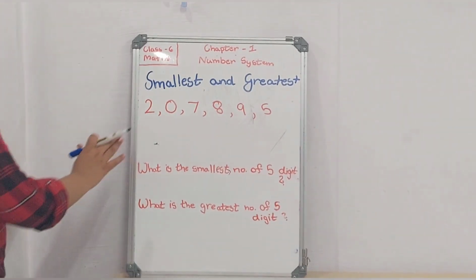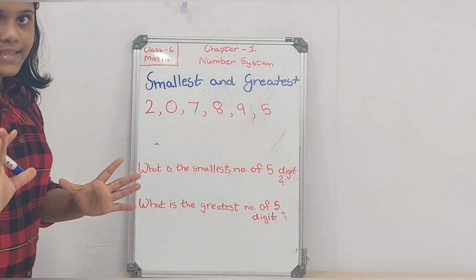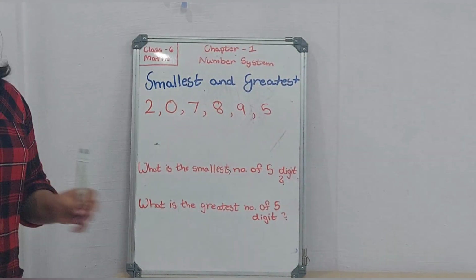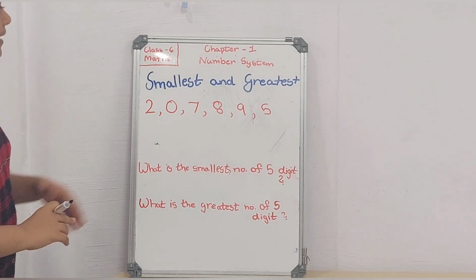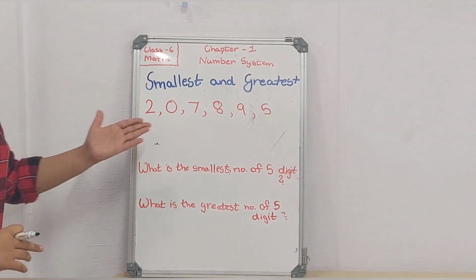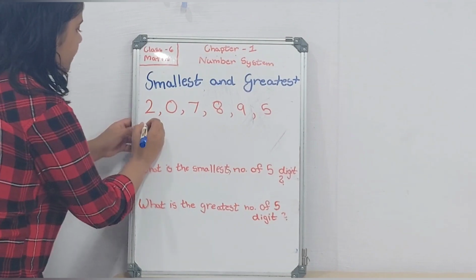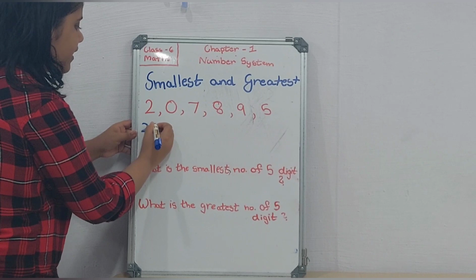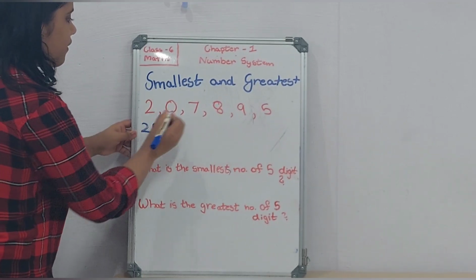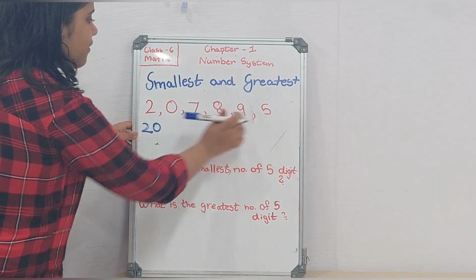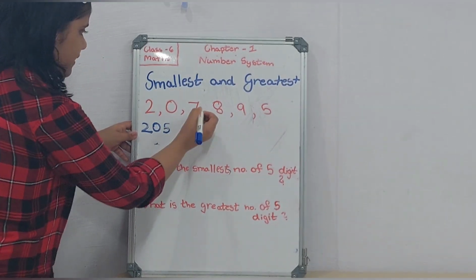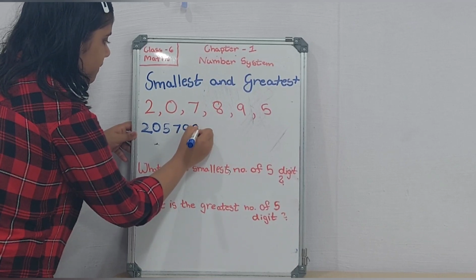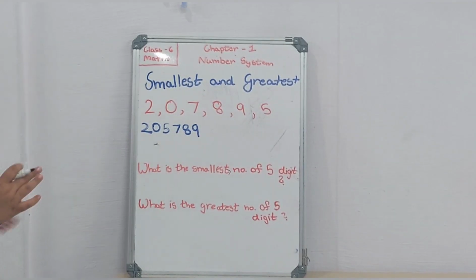So here we have a 0. When you form the smallest, you should not put 0 at the front because 0 doesn't have any value. So first you have to see the second smallest number in the digits. That is 2, right? So we are going to write 2. Okay, and then 0. And then we are going to write 5, 7, 8, 9. And this is the smallest number.